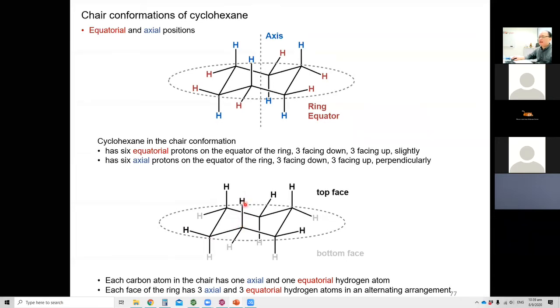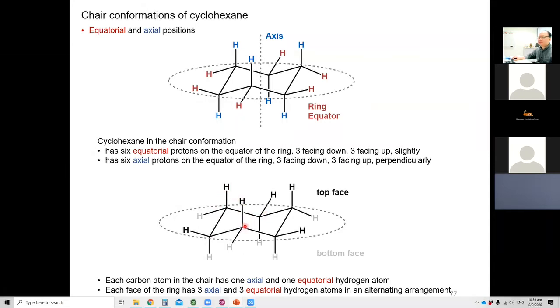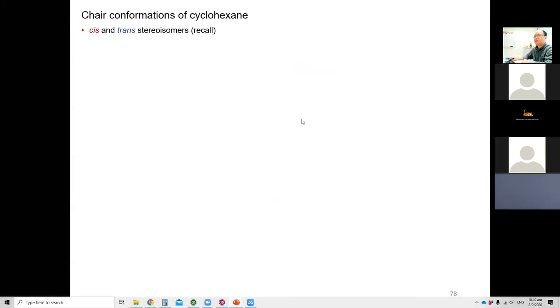And in an alternating arrangement, for example, in the top face, you have these 3 axial, right? And you have 1, 2, 3 equatorial. They are in an alternating arrangement. For example, this axial pointing up, and this axial pointing down, this axial pointing up, this axial pointing down. Okay, just keep this information in mind.